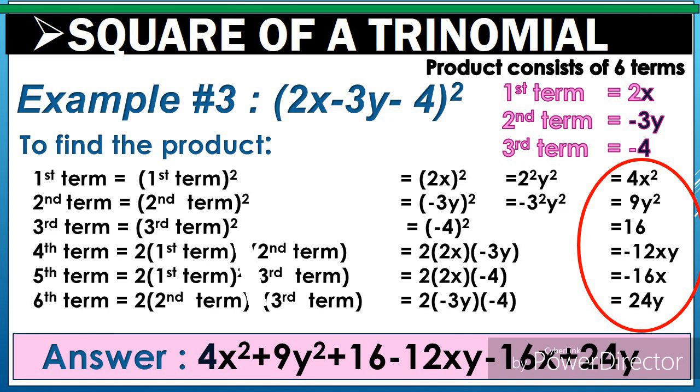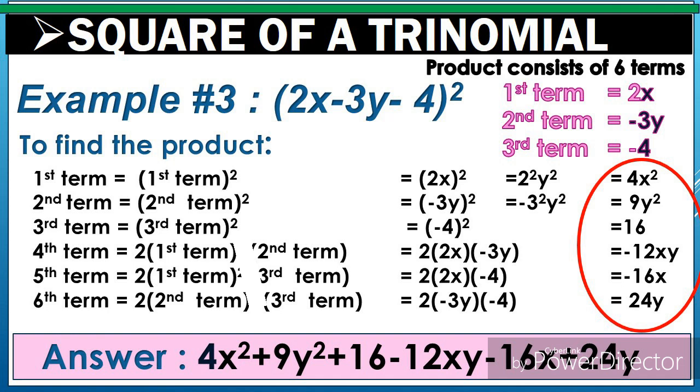To find the fourth term, we're going to twice the first and the second term. Twice or 2 times, ang first term natin ay 2x. Ang second term natin is negative 3y. So, 2 times 2 is 4 times negative 3 equals negative 12. That is negative 12xy.